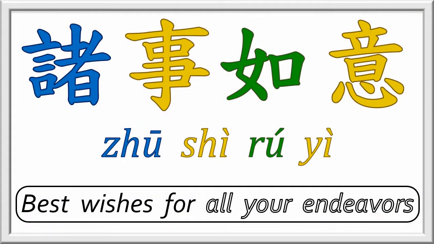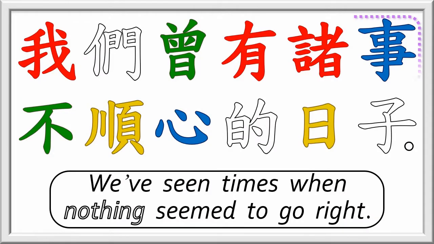Here's a phrase often encountered on New Year's cards. 诸事如意. Literally, may all your endeavors go as you desire. And a negative example, 我们曾有诸事不顺心的日子. We've seen times when nothing seemed to go right.